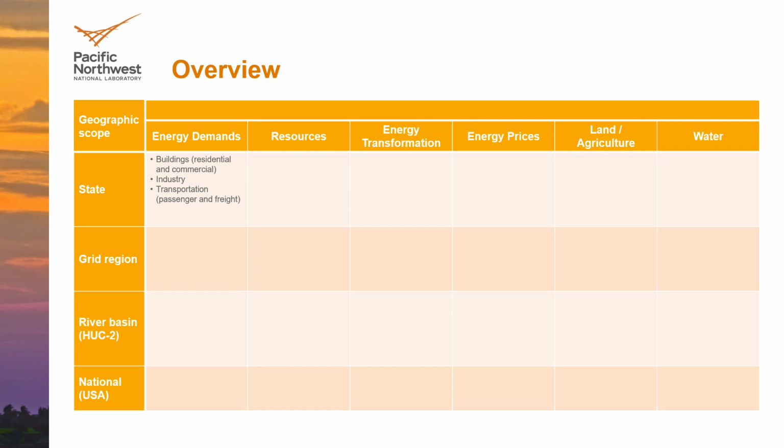GCAM-USA represents activities across several geographic units. Within the energy system, most but not all activities are represented at the state level. All energy services and final energy demands, including residential and commercial building services, industry, and passenger and freight transportation, are modeled at the state level. Fossil resources and extraction are represented at the national level, while solar, wind, geothermal, and carbon storage potentials are modeled at the state level.